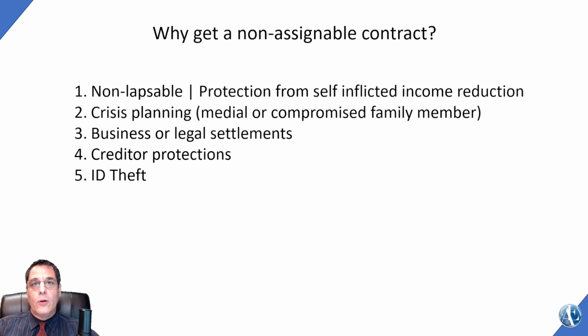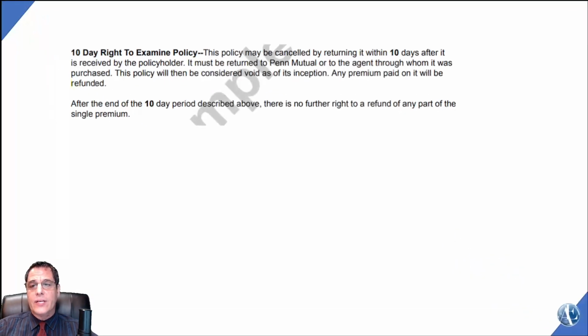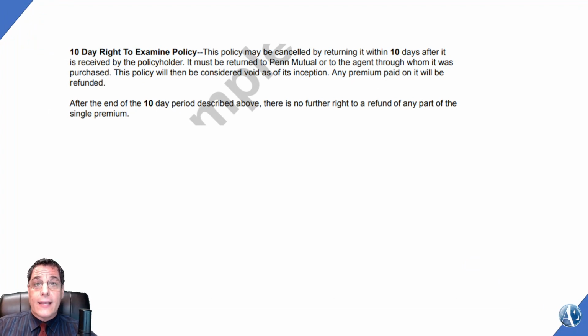If you have an assignable or a commutable contract and it's liquidated, it could be a huge problem to unravel and reestablish that contract if it's even available to be done. So those are the reasons. So let's take a look at the actual contract language inside of this.